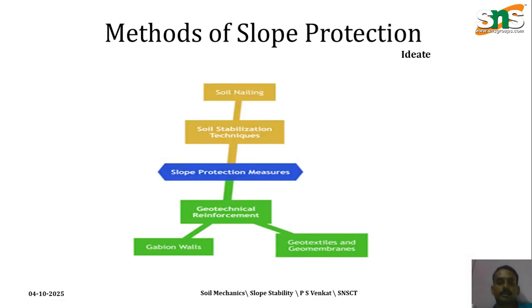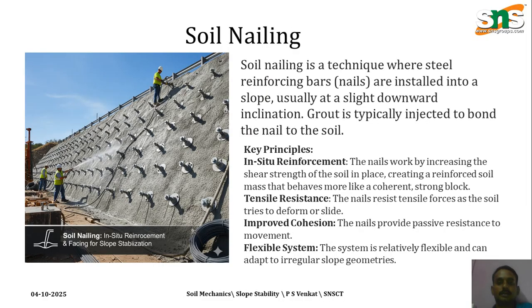So the various methods are soil nailing, geotextiles and gabion walls. One of the methods is soil nailing. It is a technique where steel reinforcement bars are introduced at an inclined position and shotcrete grout is inserted inside the holes. That process is called grouting, and the key benefits are that it improves tensile resistance of the soil, also improves cohesion, and provides flexibility.